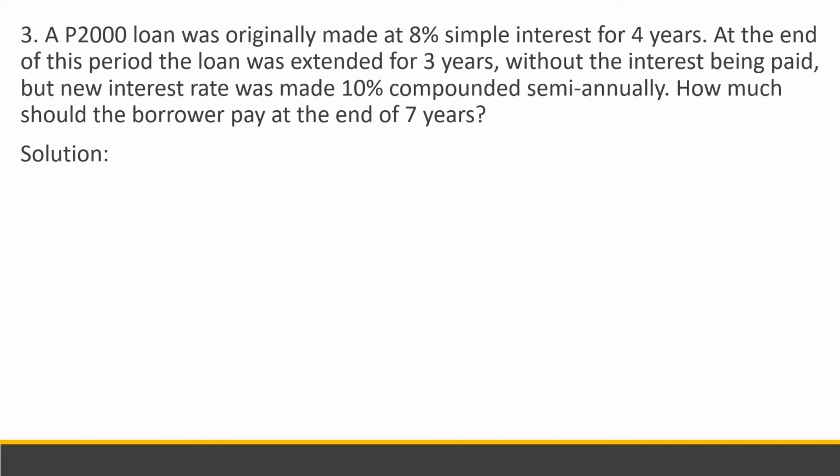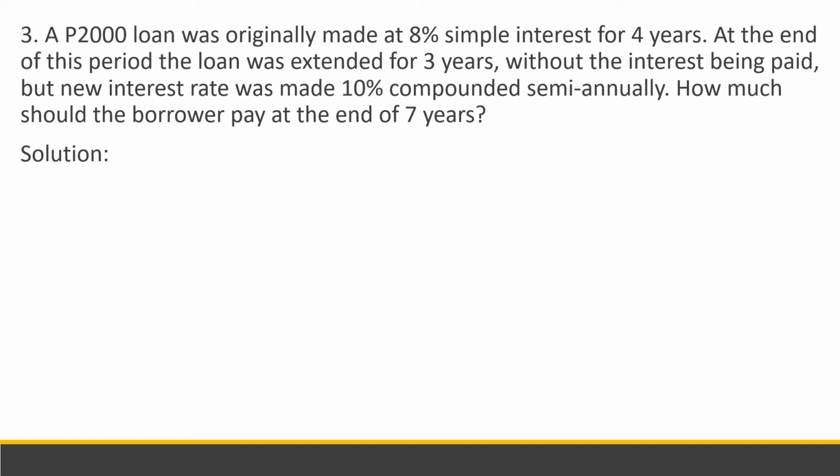So a 2,000 pesos loan was originally made at 8% simple interest for 4 years. At the end of this period, the loan was extended for 3 years without the interest being paid, but new interest rate was made 10% compounded semi-annually. How much should the borrower pay at the end of 7 years?